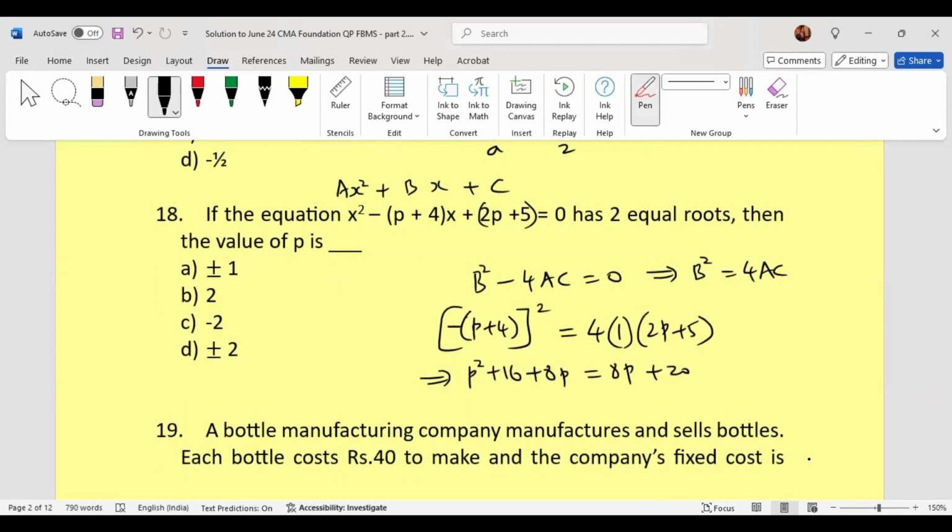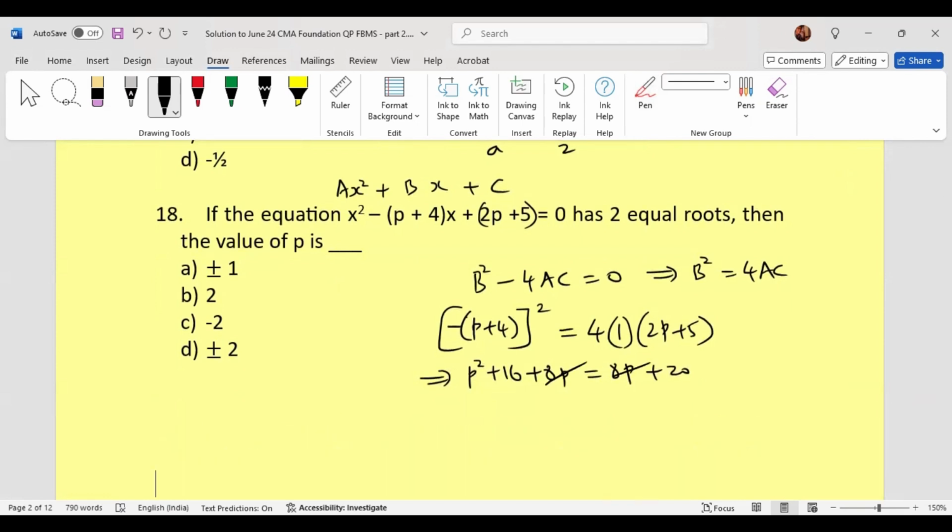8p can be cancelled on both sides. We will have now p square is equal to 20 minus 16, which is 4. That means p will be plus or minus square root of 4, which is plus or minus 2. So option D is the right option.